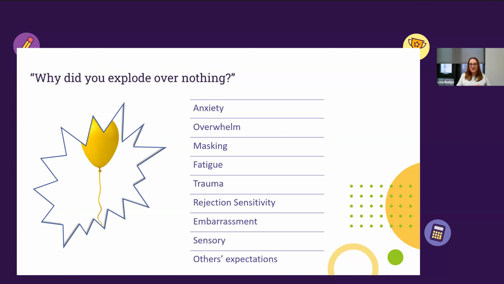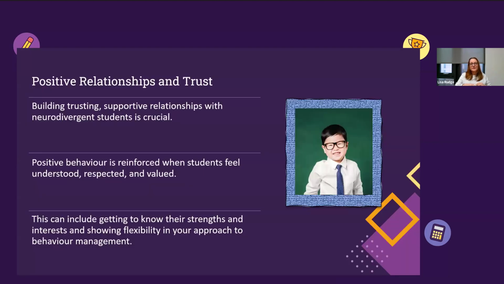Why did you explode over nothing? What was that all about? Why did you kick off? What do we do about that? Building a positive relationship and trust is absolutely essential. So building trusting, supportive relationships with our neurodivergent students is crucial.